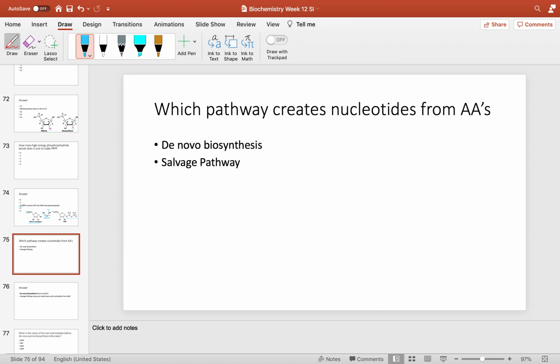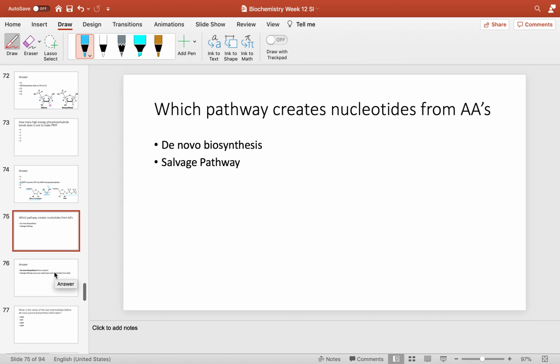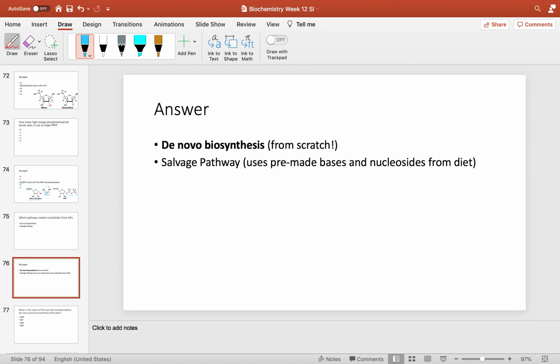Which pathway creates nucleotides from amino acids? A de novo pathway or a salvage pathway? That's right, a de novo pathway would, because this literally means from scratch. Whereas in a salvage pathway, you're handed the base and you're handed the nucleoside, so it's much easier to form the nucleotides.